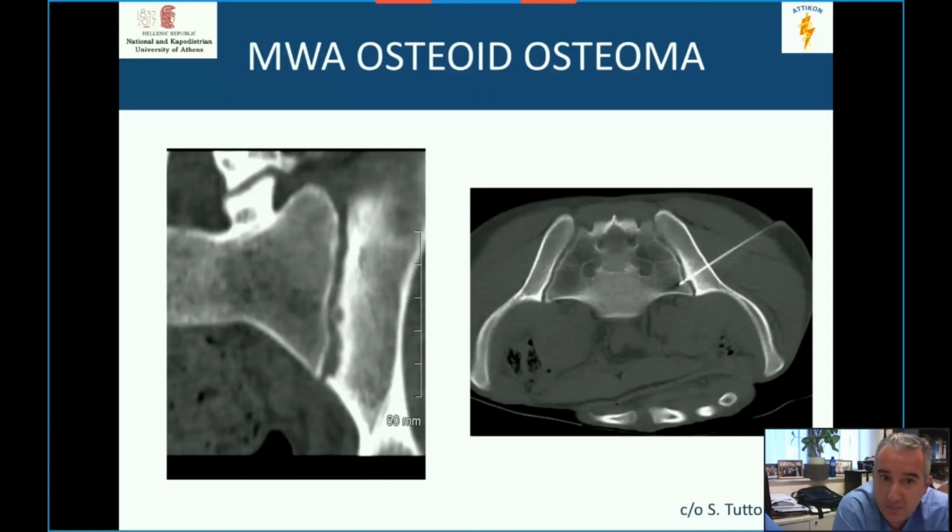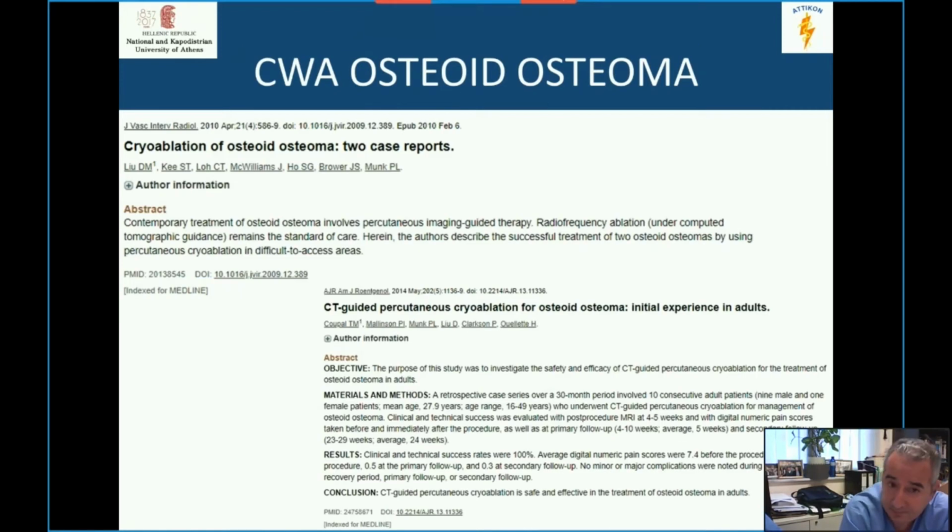This is a case of microwave ablation of osteoid osteoma. They came through the sacroiliac joint. They ablated this sacral osteoid osteoma.